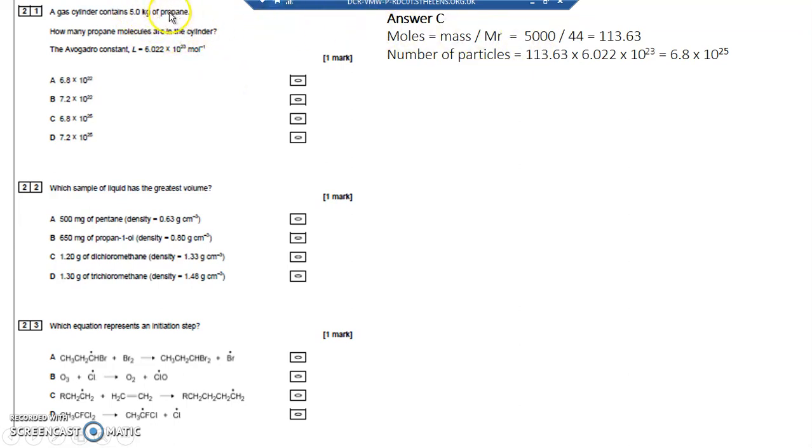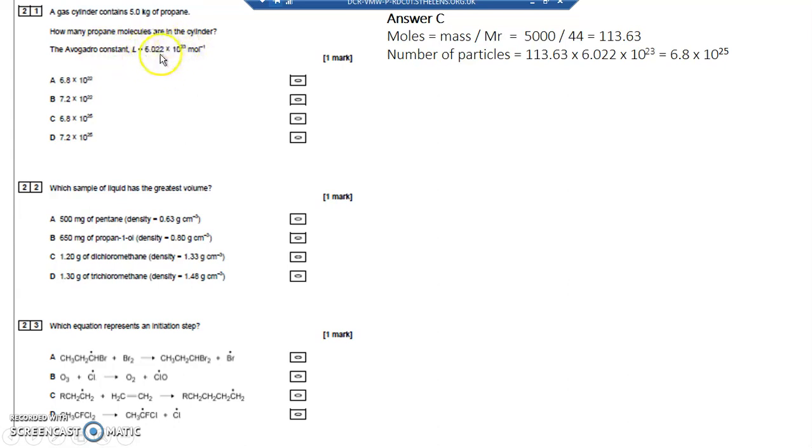The Mr of propane, let's just check that, is C3H8. 3 carbons at mass 12 each is 36. 8 hydrogens at mass 1 each is 8. 36 add 8 is 44. So 5,000 grams divided by an Mr of 44, 113.63. This is the number of moles. Avogadro's constant, 6.022 times 10 to the power 23. That's the number of particles in 1 mole.